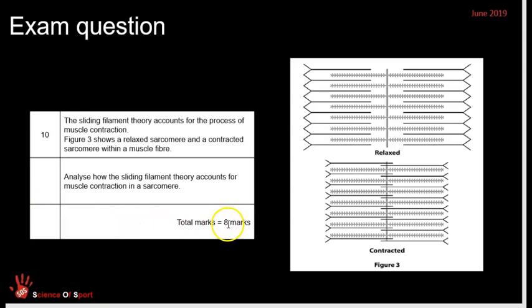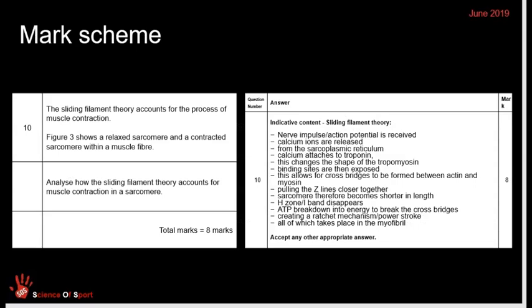But the other type of question you might have is more of a process one. So here for 8 marks, it tells you the sliding filament theory accounts for the process of muscle contraction. It shows you the diagram, so it gives you some clues. It shows you the relaxed and the contracted version, but what it wants you to do is analyze how this process happens. How do we have sarcomeres that shorten? And so the mark scheme, again, please pause the video. I'm not going to go through it bit by bit, but the mark scheme is here, and it talks you through the story or the process of sliding filament theory.